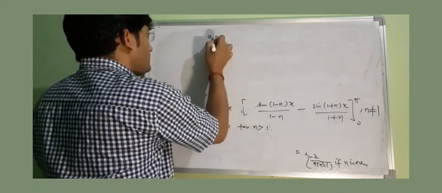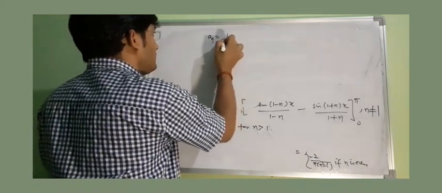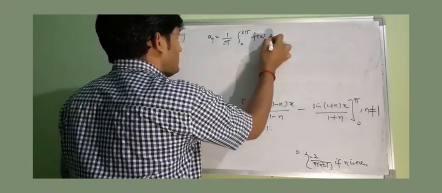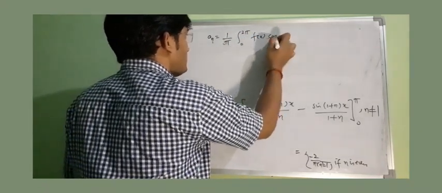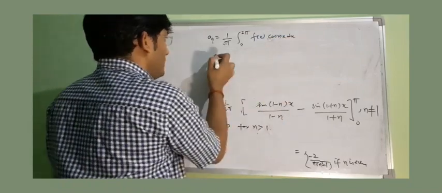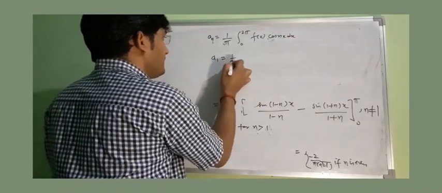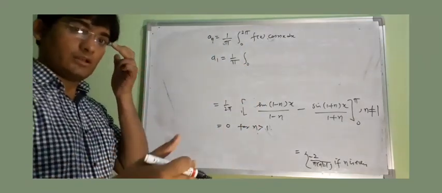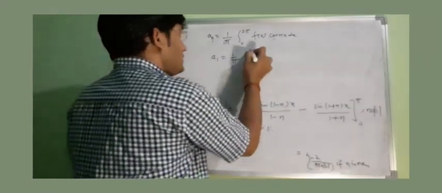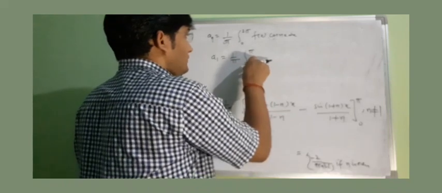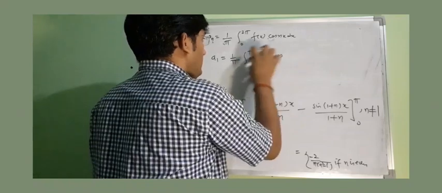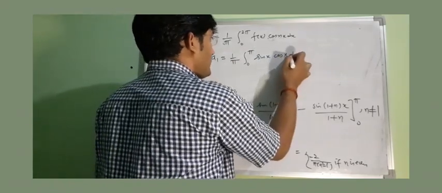as An was 1 upon pi, 0 to 2 pi fx cos nx. So our A1 will be 1 upon pi, and as fx has two values, one from 0 to pi, then other from pi to 2 pi, we will break it in 0 to pi, and from 0 to pi the value of fx is sin x, and for n equal to 1 this will be your cos x.